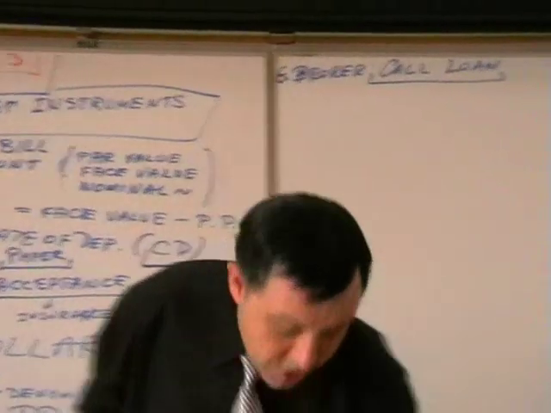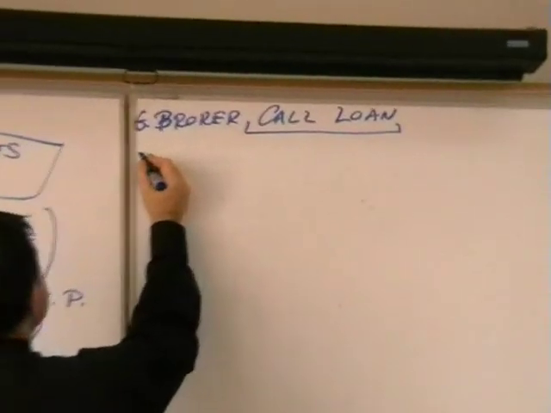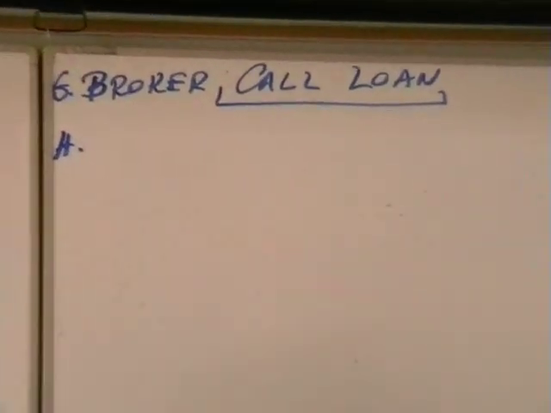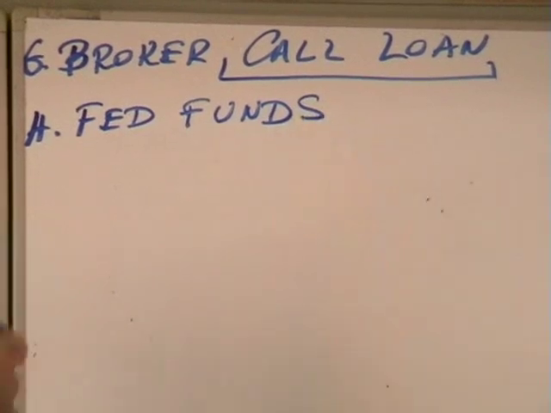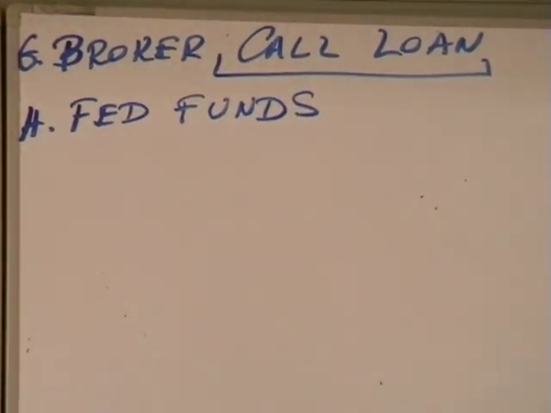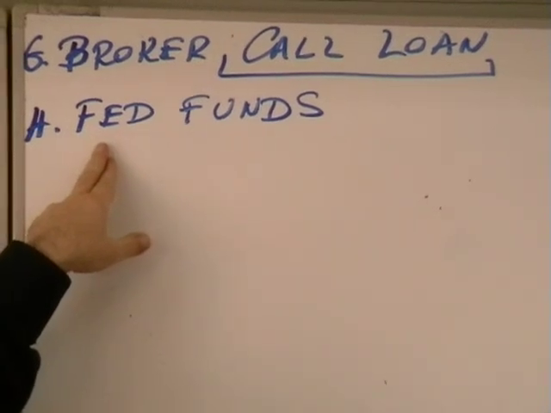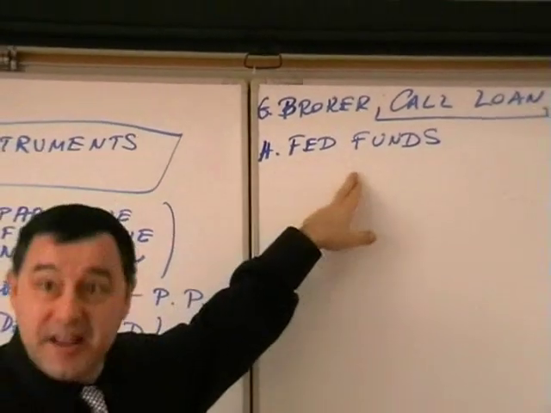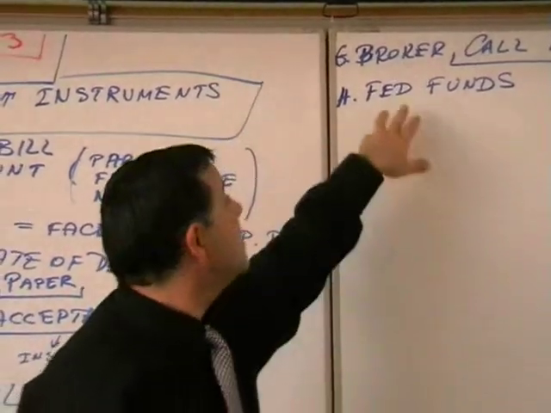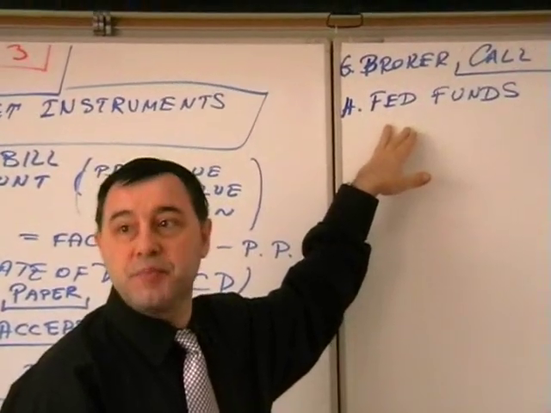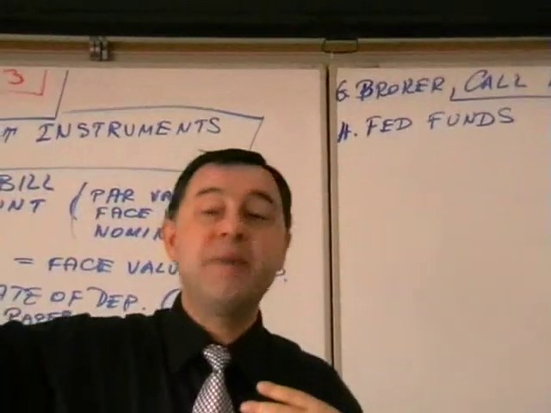All right, next, E, F, G, what's the next letter? H, Fed funds. All right, so let's clarify, Fed funds is very confusing to a lot of people. Fed funds is a deposit of a commercial bank at the central bank, at the Federal Reserve. So, Fed funds is a liability of the central bank, of the Federal Reserve, and is an asset of a commercial bank. So, it's a commercial bank asset, central bank liability.